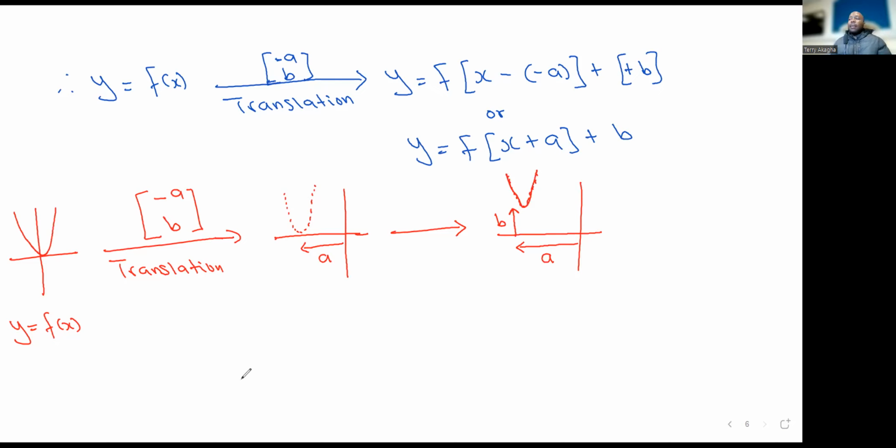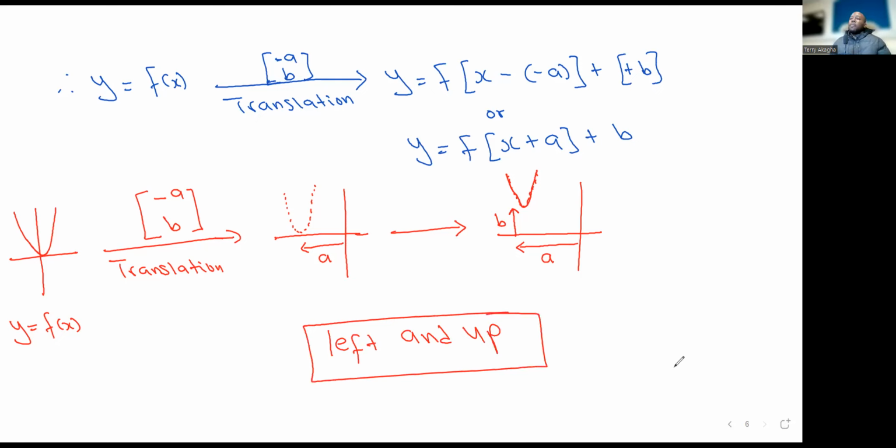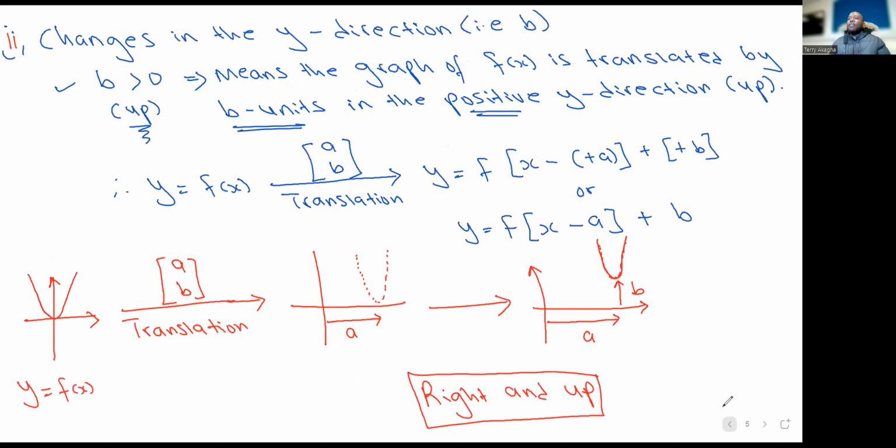Okay? And that is it. So that means for when A is negative and B is positive, the graph is going to move to the left and up. Okay? So when A is negative, B is positive, the graph is going to move to the left and up. All right, so that is that for that.